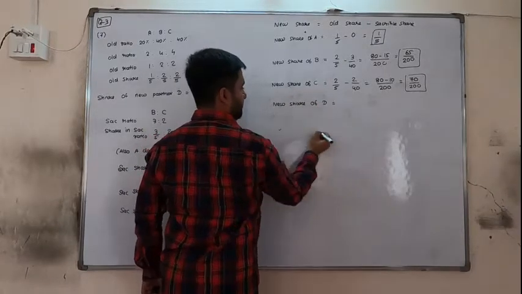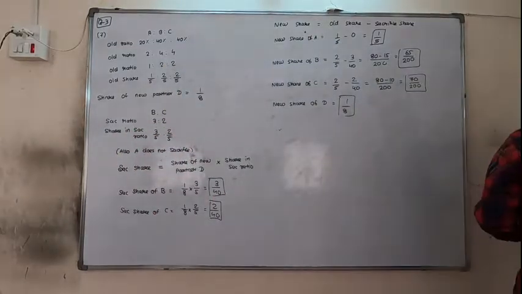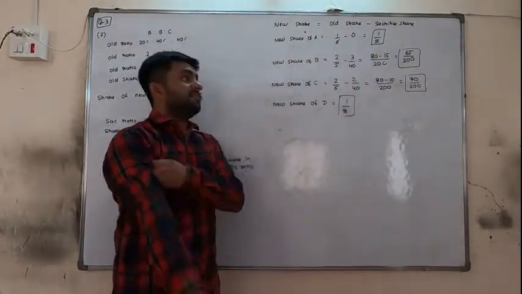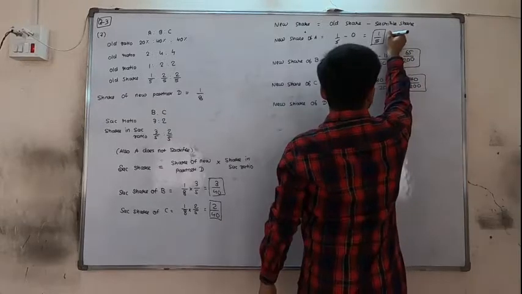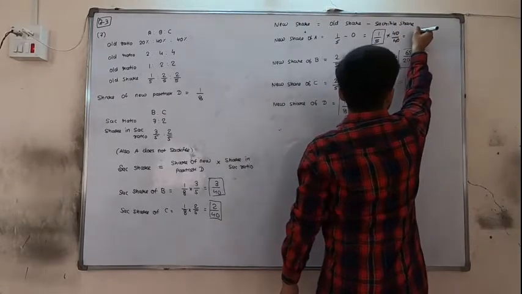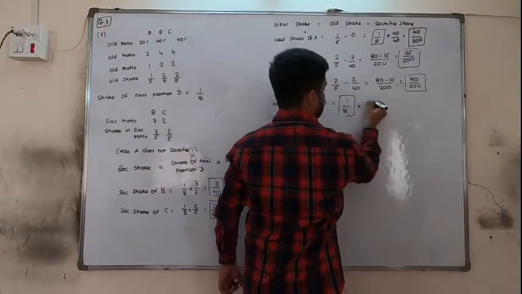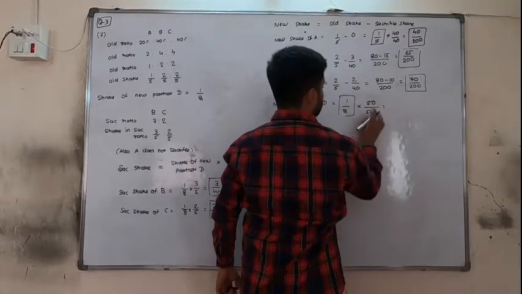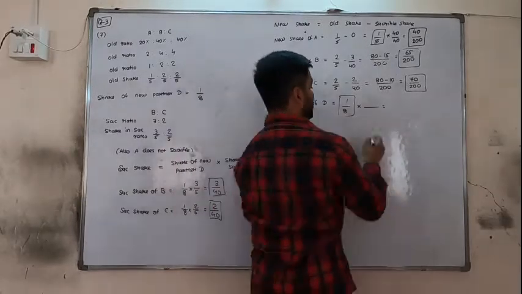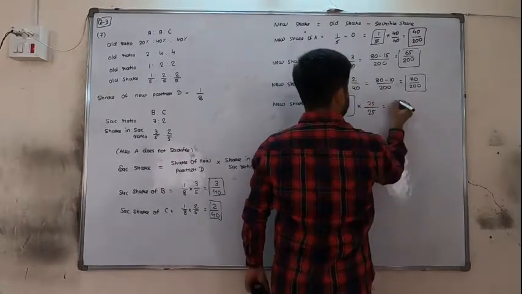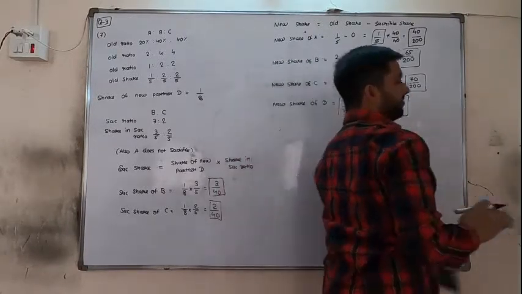Now also we have the new share of D. Now D's share is only 1 by 8. Now friends, we have 4 partners here, namely A, B, C and D. The denominators of B and C are 200, so we have to make the others 200. So we will multiply this by 40 to make it 200, so 40 by 200. And here, 200 by 8 is 25, so I have to multiply by 25. So 25 upon 200.